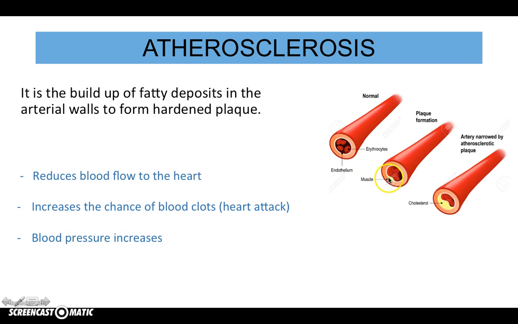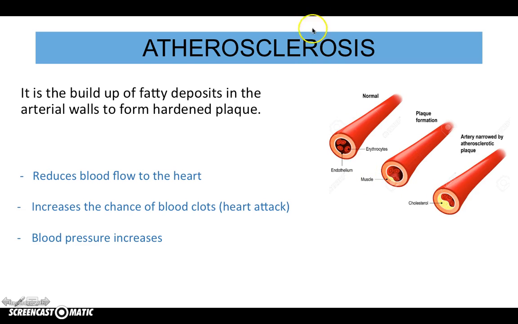What happens is the lumen creates a little tear, and then from that tear we get a build-up of fatty deposits in the arterial walls. As you can see, here's a slight tear and a slight build-up of fatty deposits. These fatty deposits then increase in size, and all of a sudden you can see the blood vessels squeezing through this tight space, and there's not much space for the blood flow to go through.